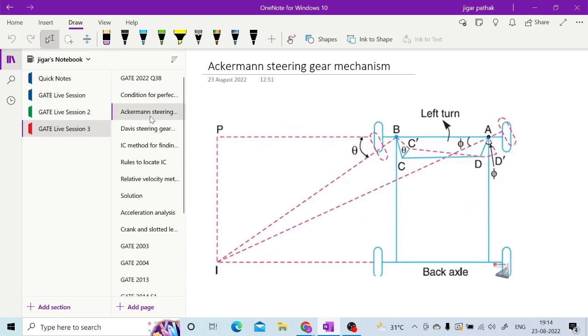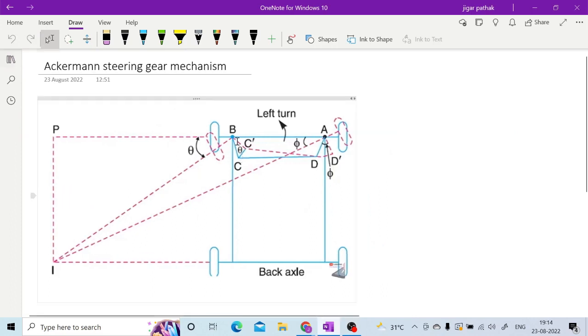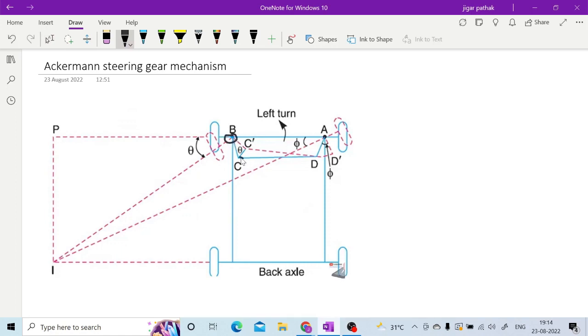Now there are different types of steering gear mechanism. So if you see this Ackerman steering gear mechanism, this is the mechanism, right? ABCD. All the pairs are turning pairs in this Ackerman steering gear mechanism, and it is shown how this mechanism will look when it is taking a left turn. The changed position is shown with these dotted lines, right?